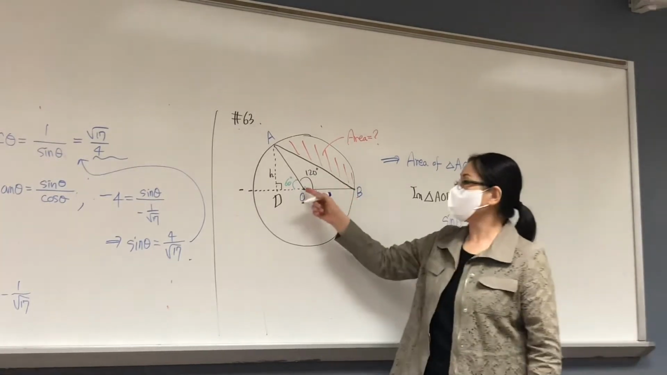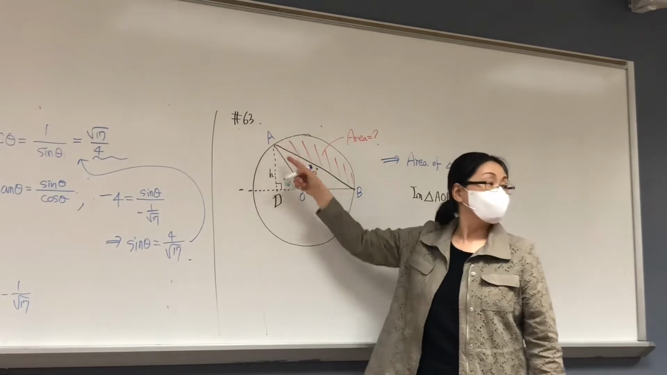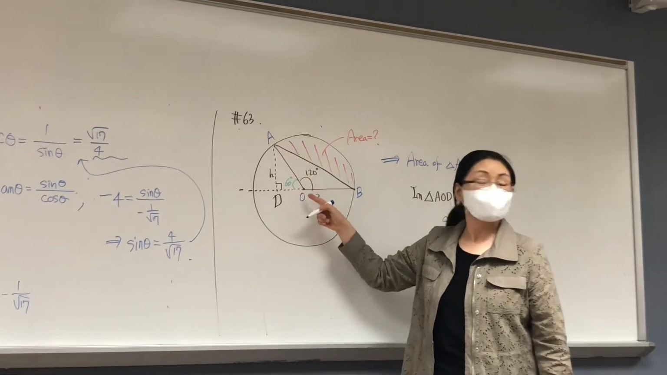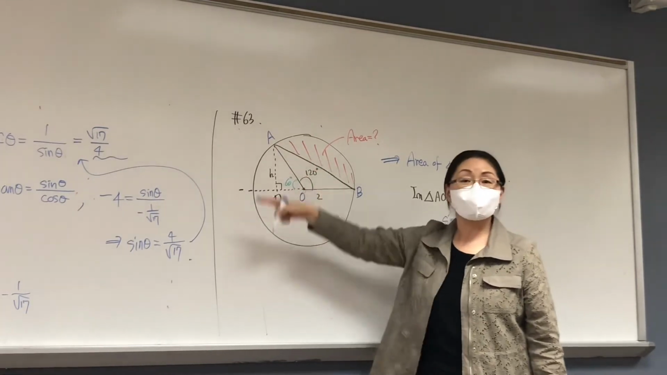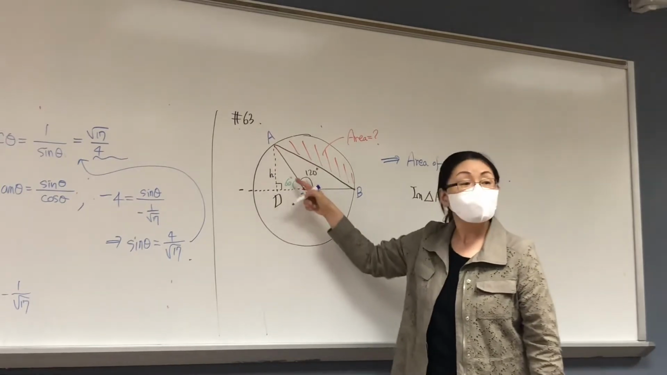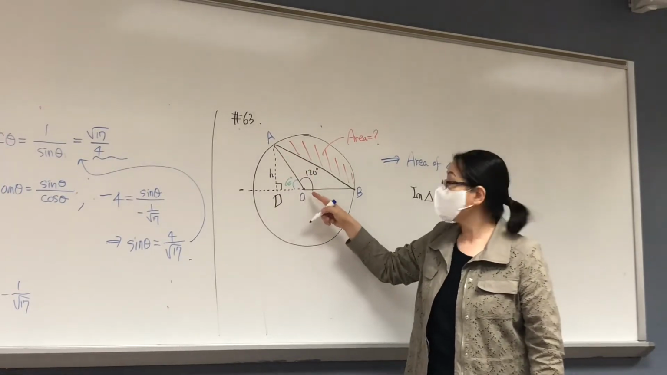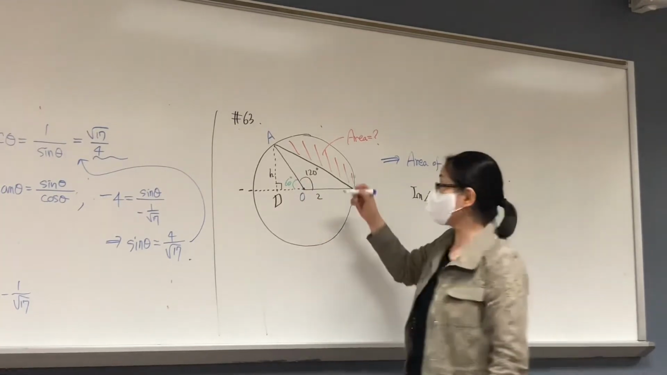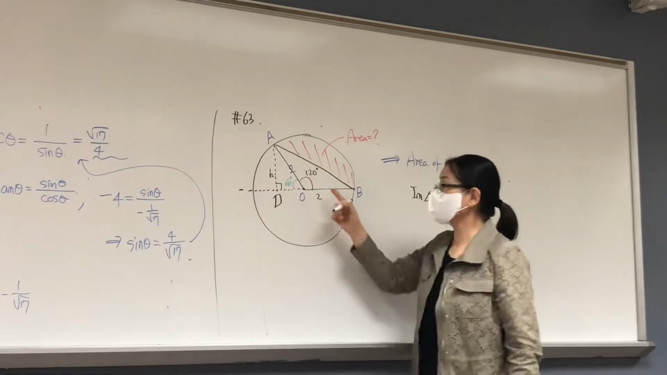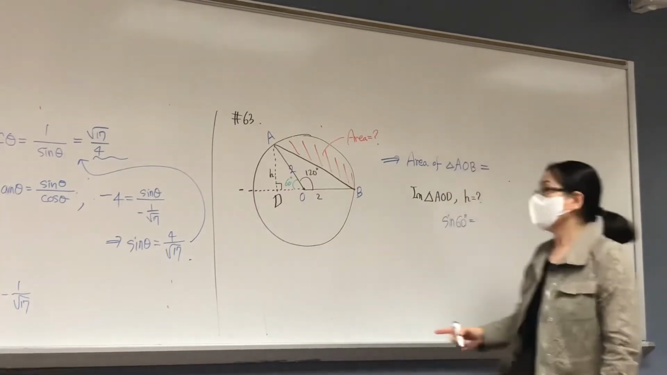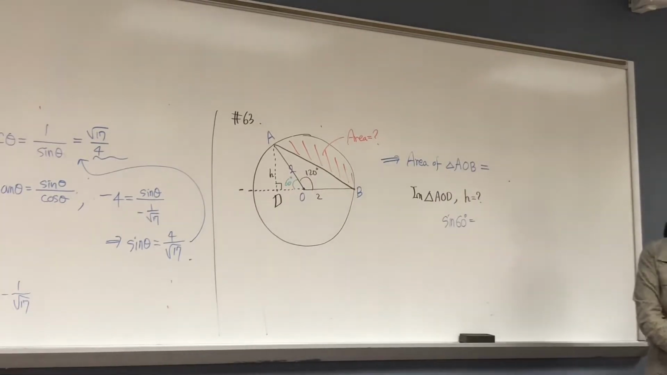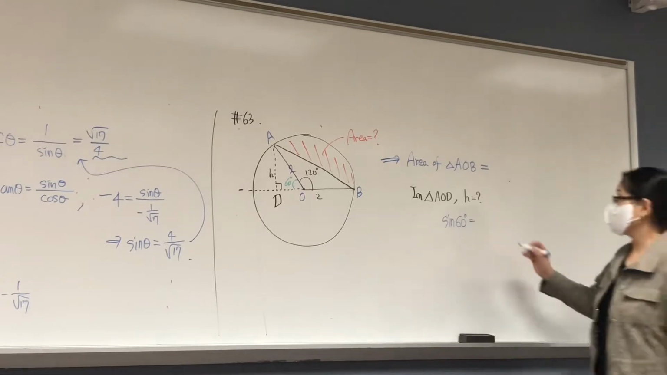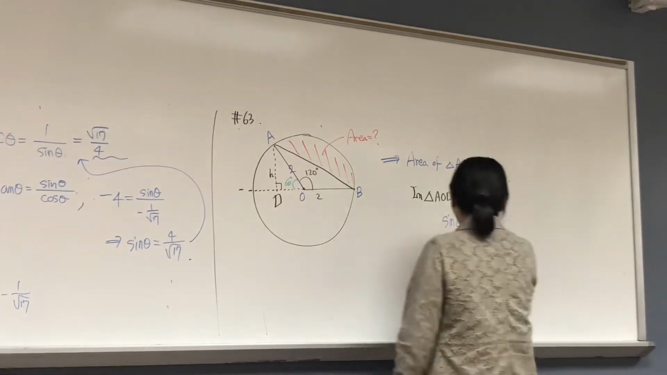Sine 60 equals what? Question. What is this length? This is the center of the circle. What is this distance? The radius. Yeah, so what is the radius? 2. Very good. So this is 2, this is 2. Okay, everything is ready. Sine 60 equals what? H over 2. Yes. What is sine 60? Square root.